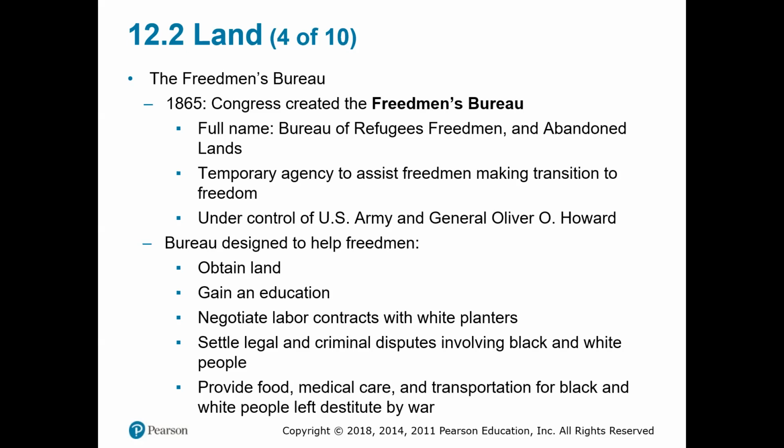All right, they negotiated labor contracts, basically keeping things fair for Black people trying to enter into the labor space without being free labor. They settled legal disputes, criminal disputes. So they had kind of a court system, but not really, but basically a court system. They provided food, medical care, and transportation for Black and white people who were left destitute by the war. So there's a couple things.